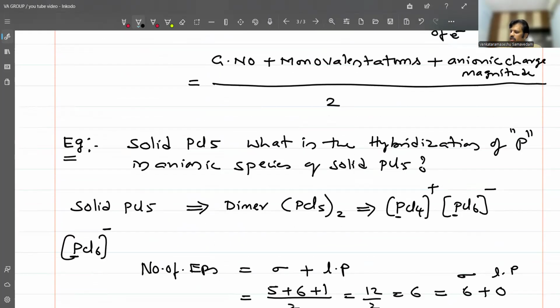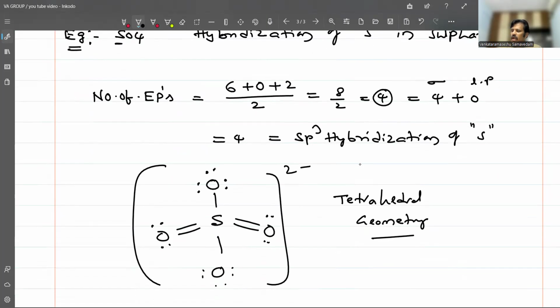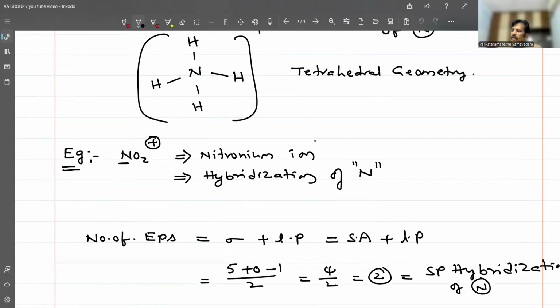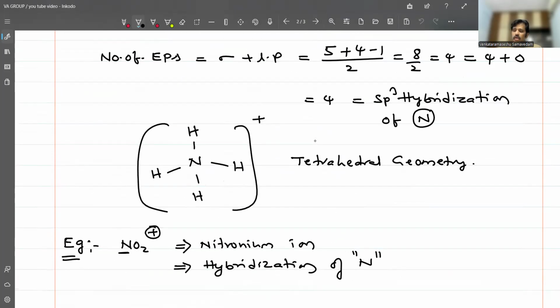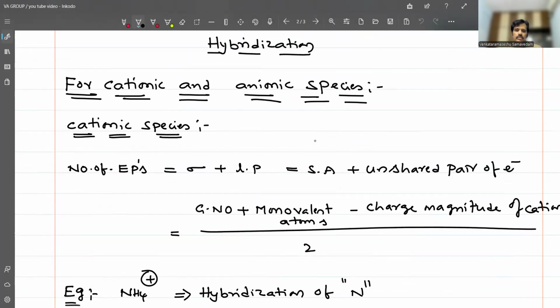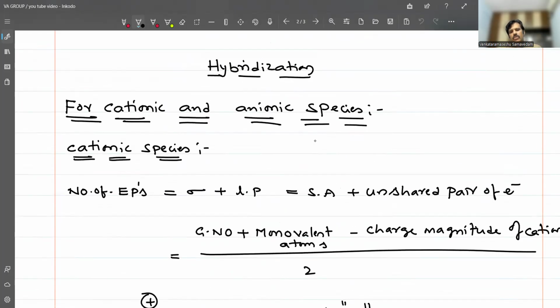This is about anionic hybridization: in the case of anions, how can we calculate the hybridization of the central atom, and in the case of cations, how can we find the hybridization of the central atom. So this is a complete description of the hybridization of the central atom for cations, anions, and neutral molecules. Earlier I discussed neutral molecules. In this video, we have the information about cationic and anionic species. This is only for inorganic species. If you want organic compounds, we have to follow another method.